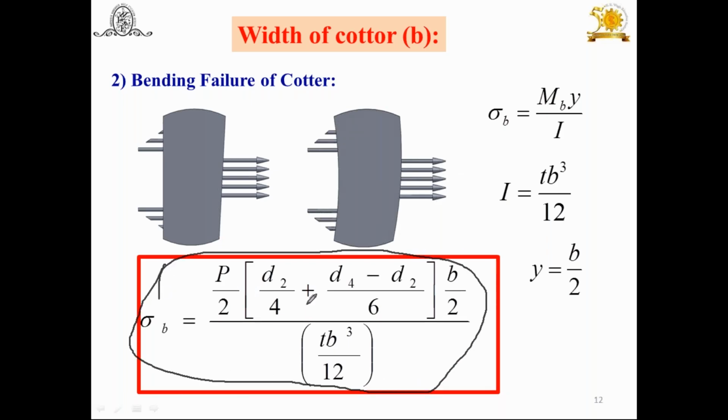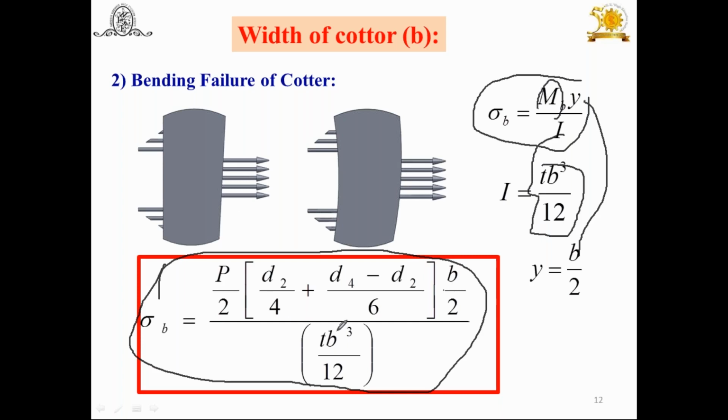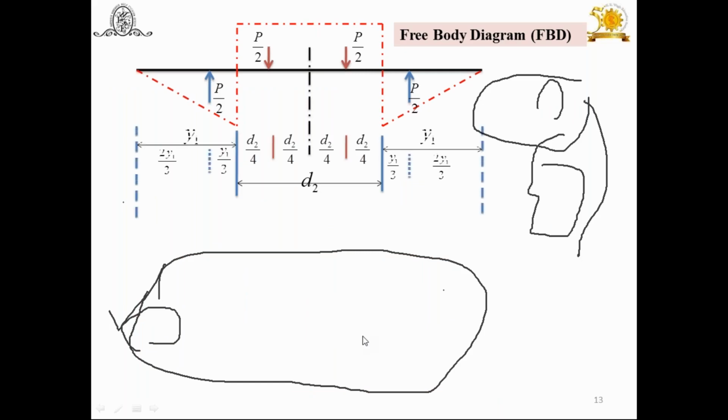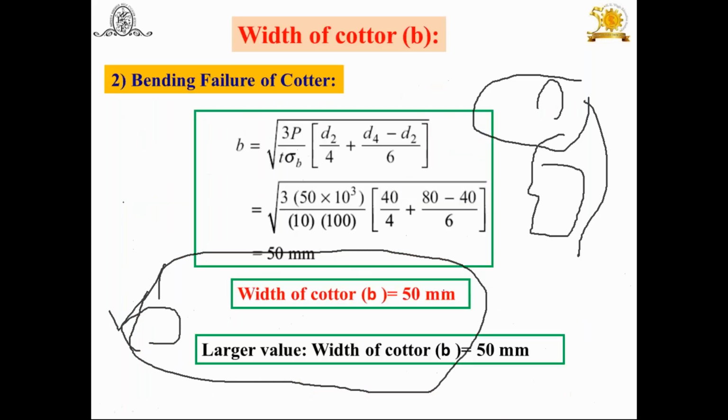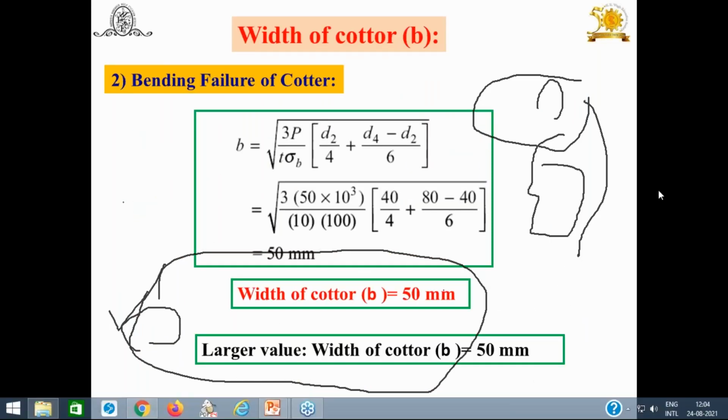sigma B is equal to, I don't want to go through this relation again, P by 2 in bracket D by 4 plus D4 minus D2 by 6 into B by 2 upon TB cube. So sigma B is equal to MBY, Y is equal to B by 2, I is equal to TB cube by 12, and MB, yesterday we have seen how to derive this relation. So you can use this relation. Sigma B is the bending stress that we have already calculated. Now we are going to substitute this. Yesterday we saw this equation, I don't want to go into detail. Directly I am going towards B.